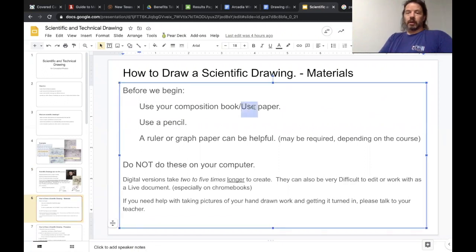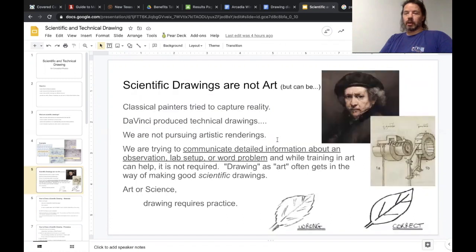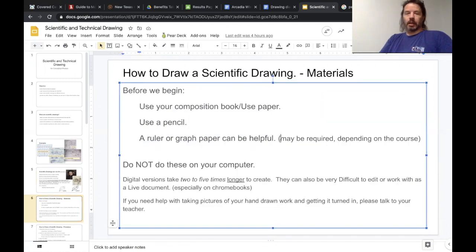If for some reason you're having an issue with your composition book, for whatever reason, then please do it on paper. Use a pencil. A pencil can be erased. It's much easier to erase than to start over on a drawing. I am notorious for having to start over because I don't use pencils sometimes. So please use a pencil. A ruler or graph paper can also be very helpful. I know a couple of you are using it already. Depending on when you're accessing this video in whatever course you're using this video, you may be required to use graph paper. Please ask your teacher if that applies to you. Do not do these on your computer.